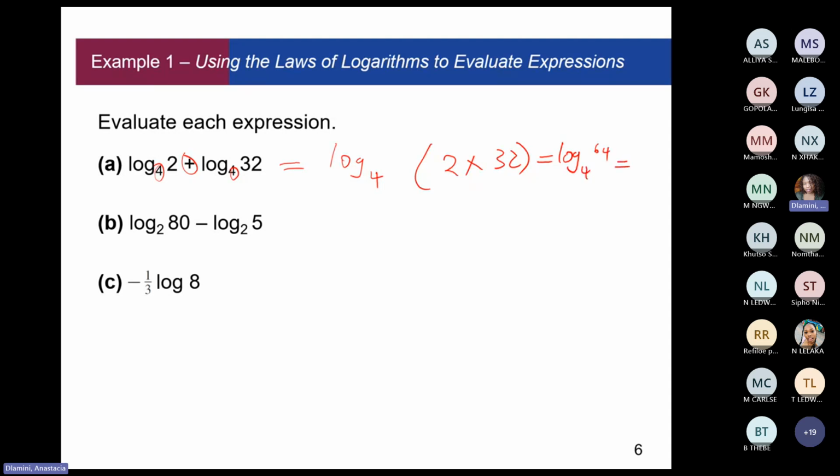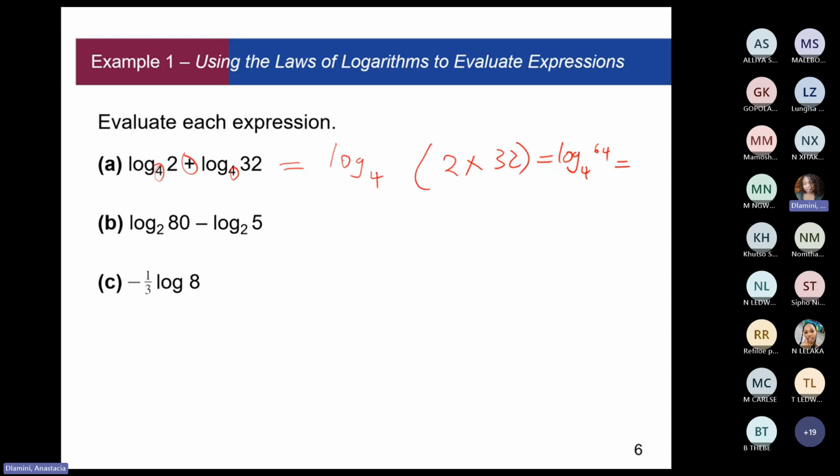What's the answer there, guys? 3. Not using a calculator. How do you find it to be 3? Do you remember the log rule? The expression is simplified to log 64, and then I used 4 to the power of 3.